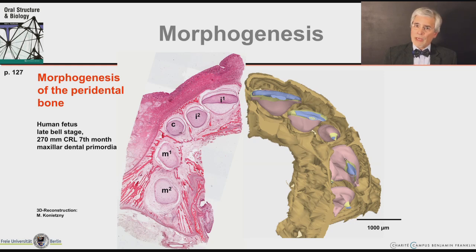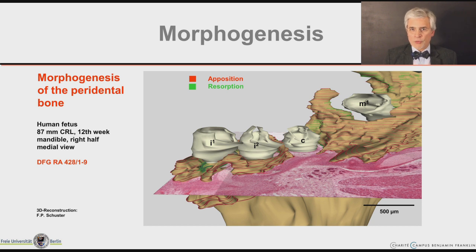To find out about it, we have done both histology and 3D reconstructions. So here again, as an example, dental primordia with their surrounding bone in a horizontal section, and next to it the corresponding 3D reconstruction made by one of our graduate students, Matthias Konieczny. And in addition, we analyzed the bone on its surface. Where there were a lot of osteoblasts, of course apposition of bone takes place, and we have marked that in red. And where the osteoclasts predominated, these are the bone resorption zones, and they were marked in green. And then everything was reassembled in 3D again.